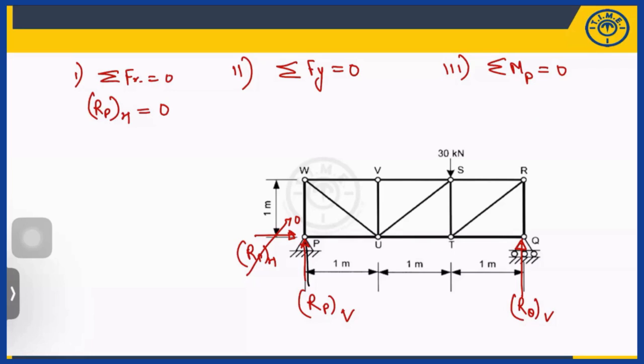Yesterday I discussed more than 3 to 4 problems. In every problem, first of all you have to do the reaction calculation. Do it fast. Just apply the equation in vertical direction. These two forces are equal to 30, and take the moment about this point and tell me what value you are getting.